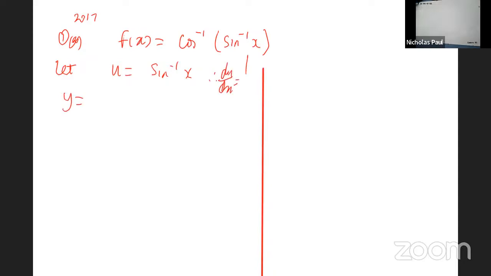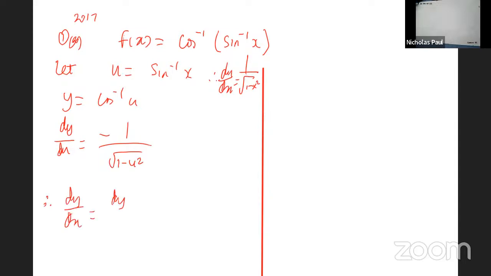So du dx is 1 over the square root of 1 minus x squared. Y is equal to cos inverse u. So dy du is minus 1 over the square root of 1 minus u squared. So now we can make our substitution. Dy dx is equal to dy du by du dx. Right, dy du is minus 1 over the square root of 1 minus u squared. Du dx is 1 over the square root of 1 minus x squared.